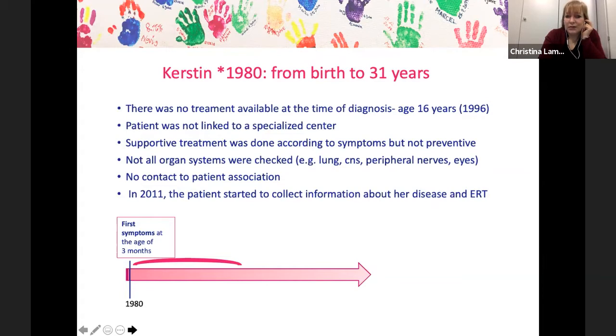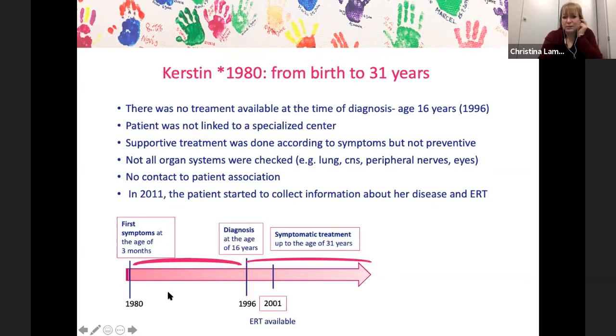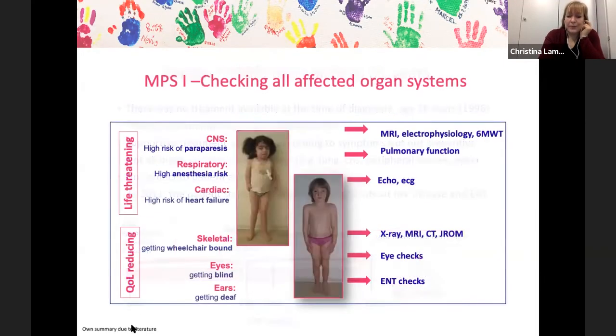But in 2011, the patient started to check the web. She started to collect information about the ERT. So here's just the time, 16 years. The diagnosis in 2001, the treatment was available, but she did not know. And at the age of 31 years, and she was still alive, she was checking about her disease, and she found that there are specialized centers. And as I said already, you have to check in MPSs all organ systems, the life-threatening like cardiac, respiratory, and CNS, but also the quality of life-reducing disease complications like the skeleton, the eyes, and the ears.